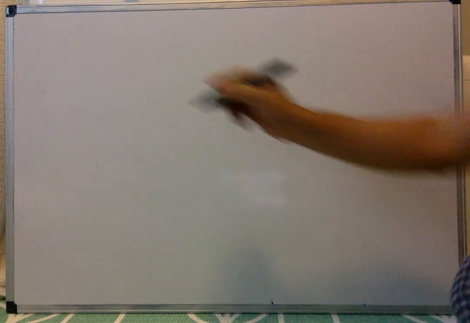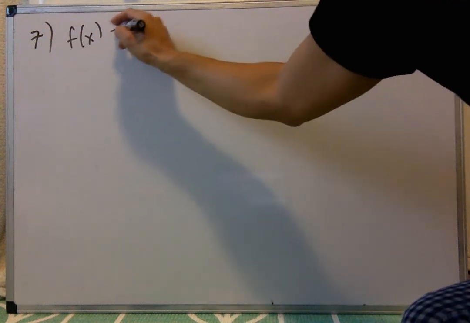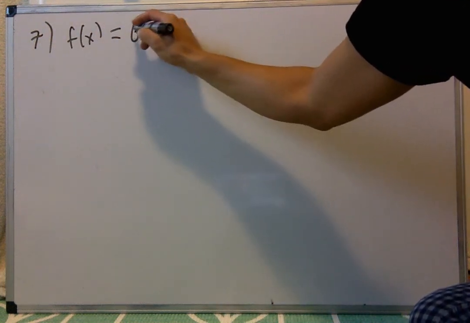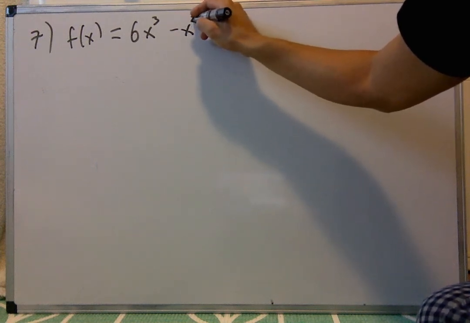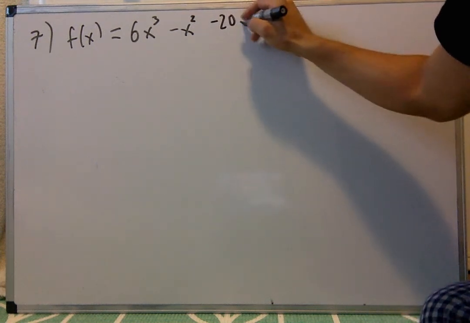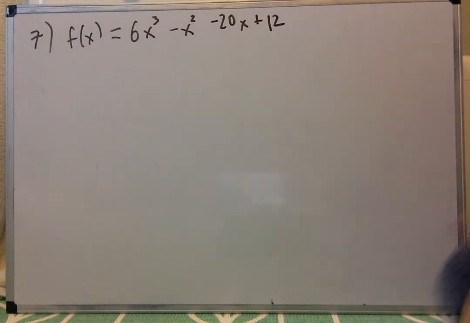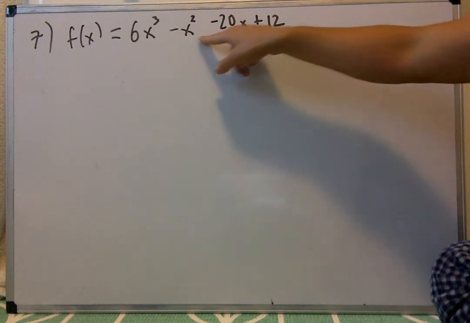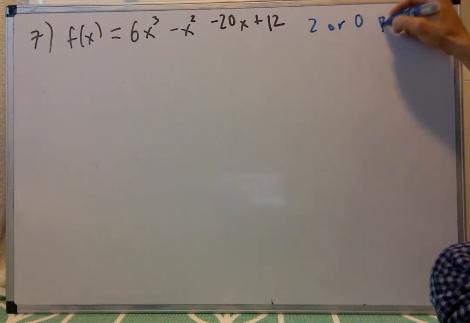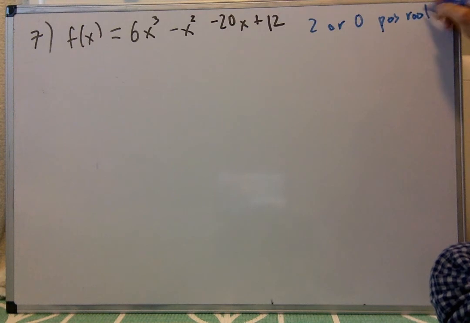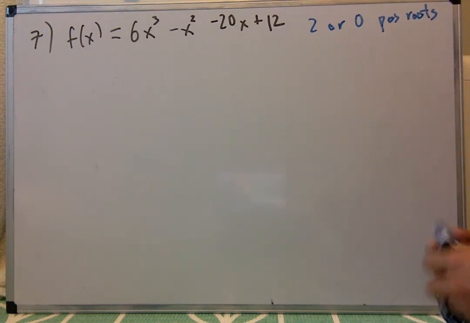Six x cubed. This is number 7. 6x cubed minus x squared minus 20x plus 12. Okay, so we're going to do the same thing. Check for the number of sign changes to start. There's 1, 2. So that means 2 or 0 positive real roots. Okay, now we're going to check the sign changes for f of negative x.